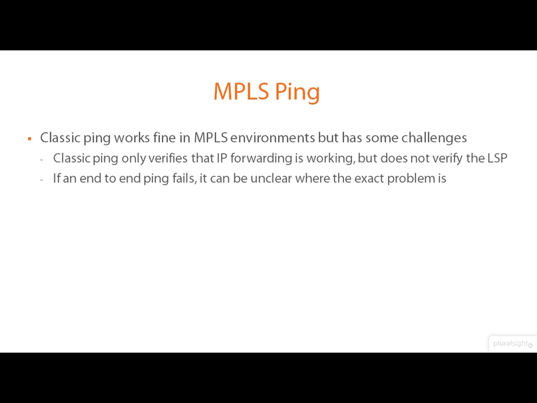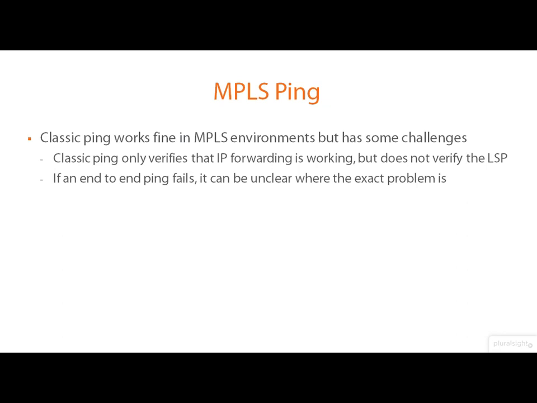So if an end-to-end ping fails, it's really kind of unclear where the problem is. Is it a problem with the MPLS network, or is it a problem with maybe the customer infrastructure? Let's say CE1 tries to ping CE2 and it fails. We don't really know if it's because the LSP is broken in the MPLS network, or maybe because there's a firewall in front of CE2 that's blocking it. Makes it a little bit unclear.